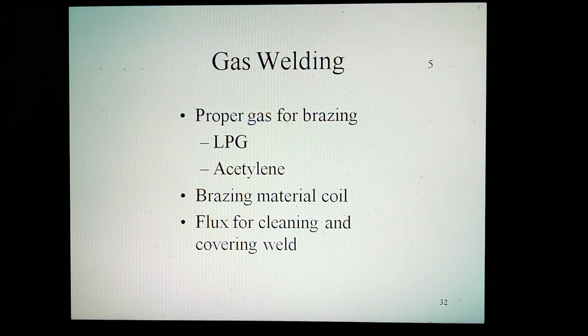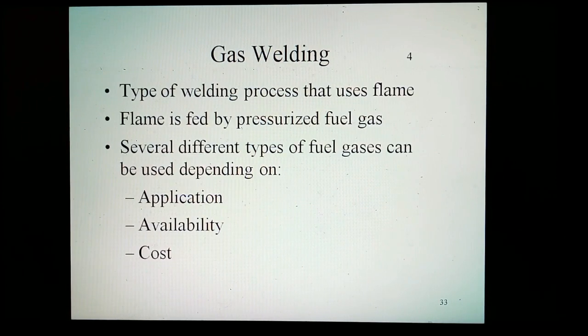Brazing material is generally a coil. Flux is used for cleaning and covering the weld. The type of welding process depends on the type of flame. The flame is fed by pressurized fuel gas. Several different types of fuel gases can be used depending on application, availability, and cost.